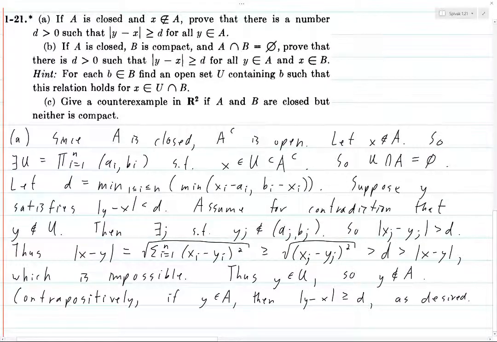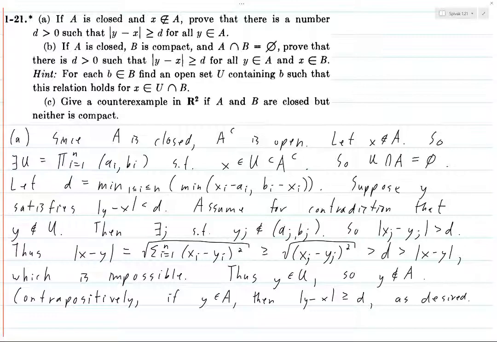By the way, it sort of makes sense here. This d is not special. You can choose this d. We've chosen this particular d. d could be smaller and still work. In fact, if you replace d with d over 2, then it will certainly work as well, because then the norm of y minus x will be greater than or equal to d, which is strictly greater than d over 2.